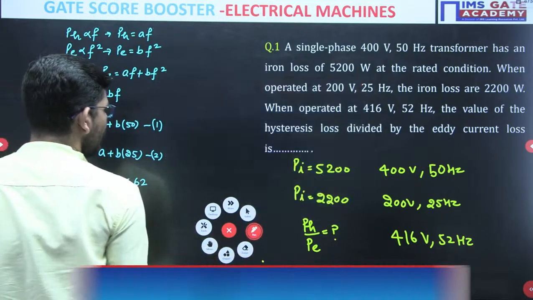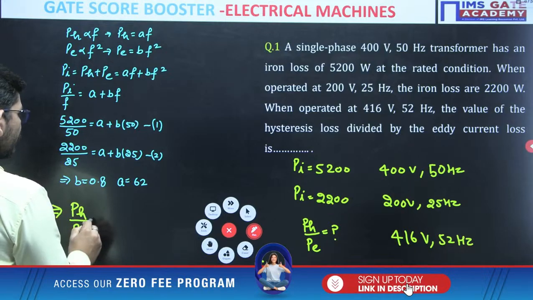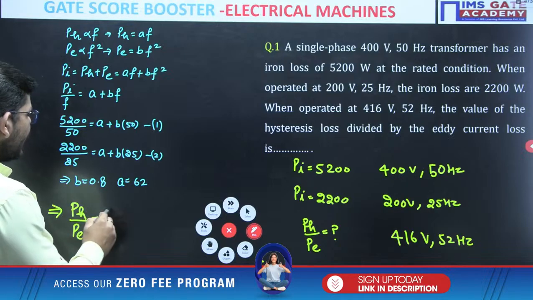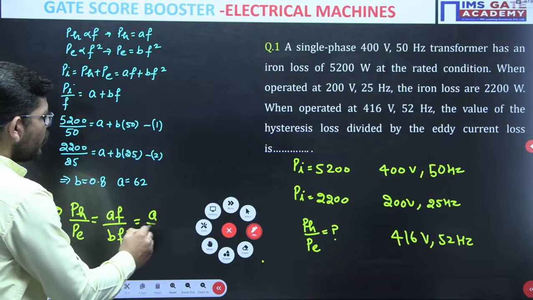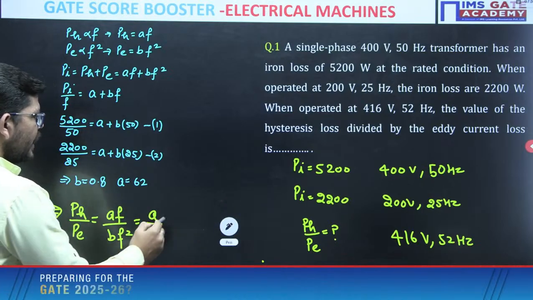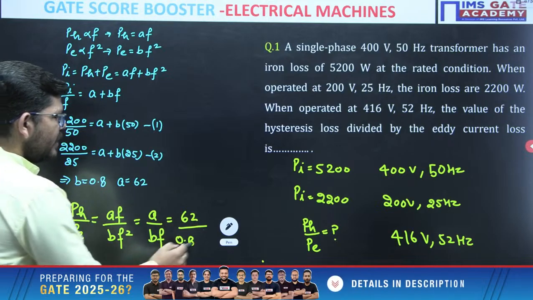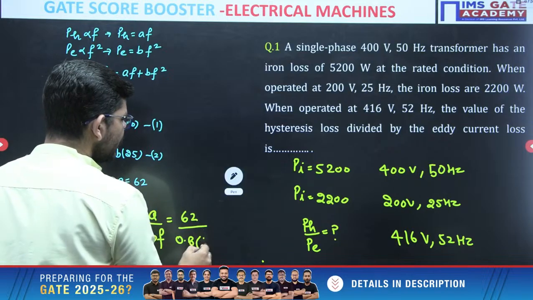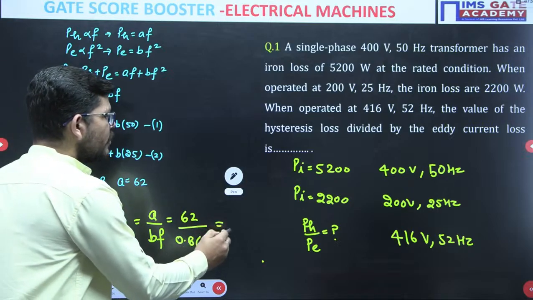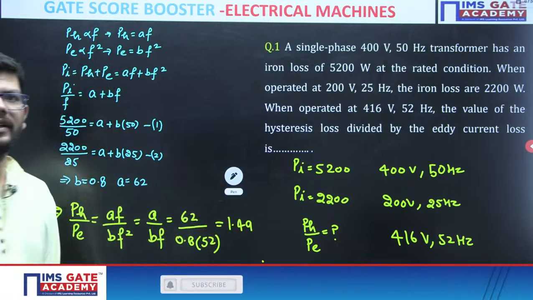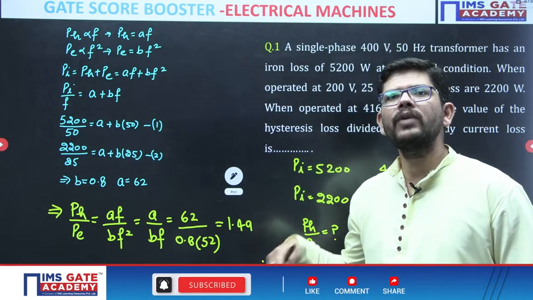Now after that we have to calculate the hysteresis loss to the eddy current loss ratio. Hysteresis losses are A into F, and eddy current losses are B F square. So we will get A over B F. The A value is 62, the B value is 0.8, and the frequency at which we have to calculate is given as 52. Once you solve it, you will get a ratio of 1.49.